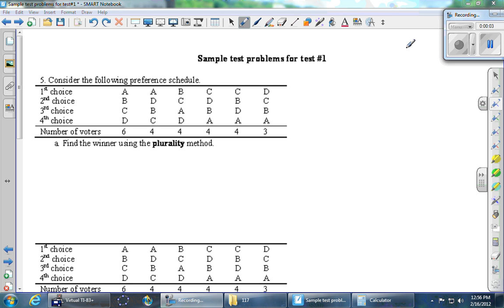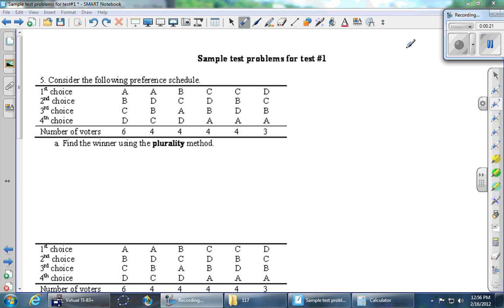This is problem number 5 on the sample test problems for test number 1. Consider the following preference schedule. For the purposes of making this video, you should know that my page here looks a little different than the one in your packet. I put a lot of copies of that preference schedule just so that we could refer to it and have it on the screen here in the video.